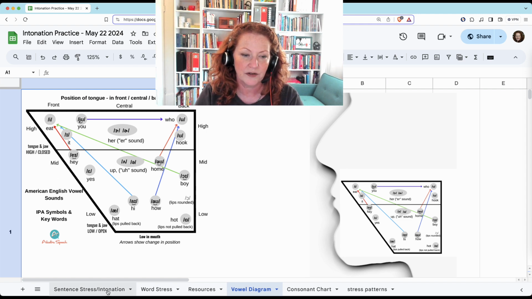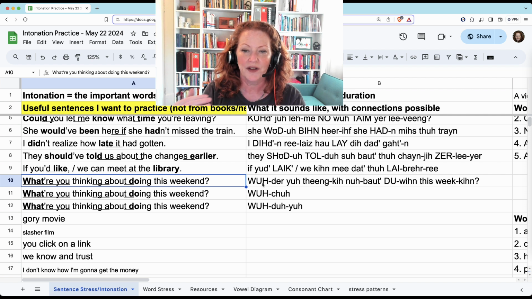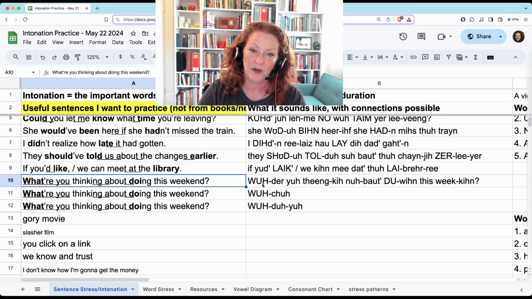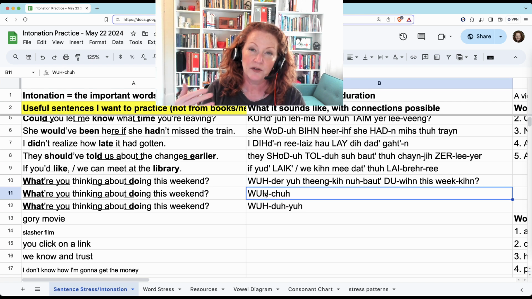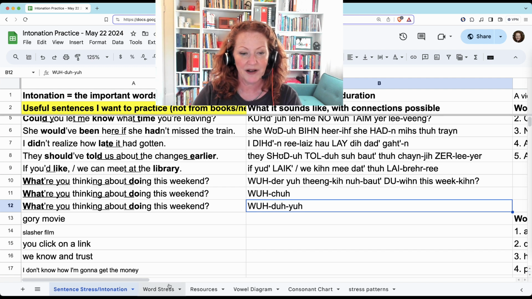So back to the first one, and then we can change it just to whatcha is a possibility, and what'ya is a possibility. So what are you thinking about doing this weekend? Or what you thinking about doing this weekend? Or what are you thinking about doing this weekend? And that's as far as we got.